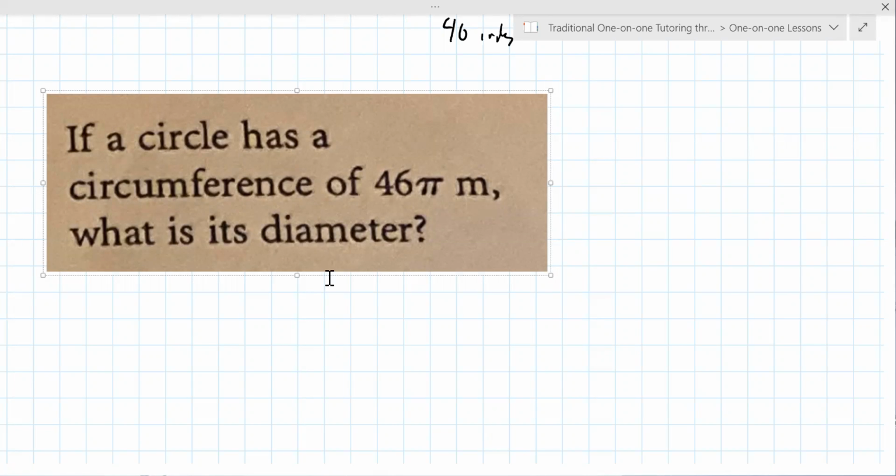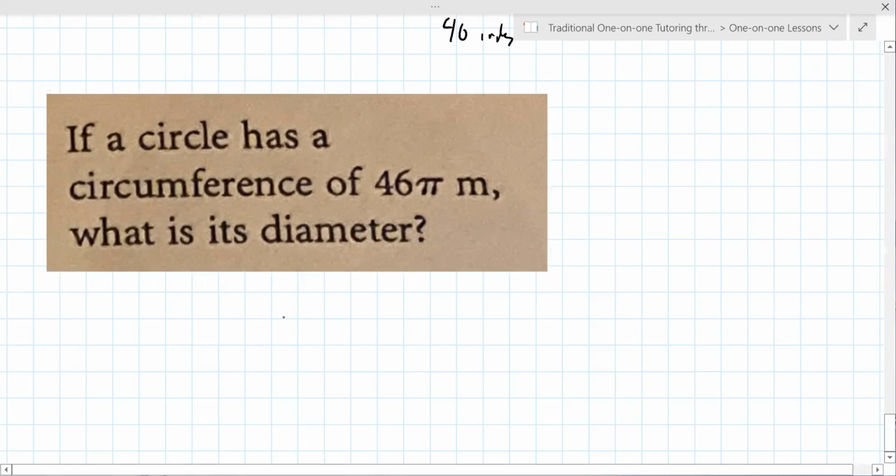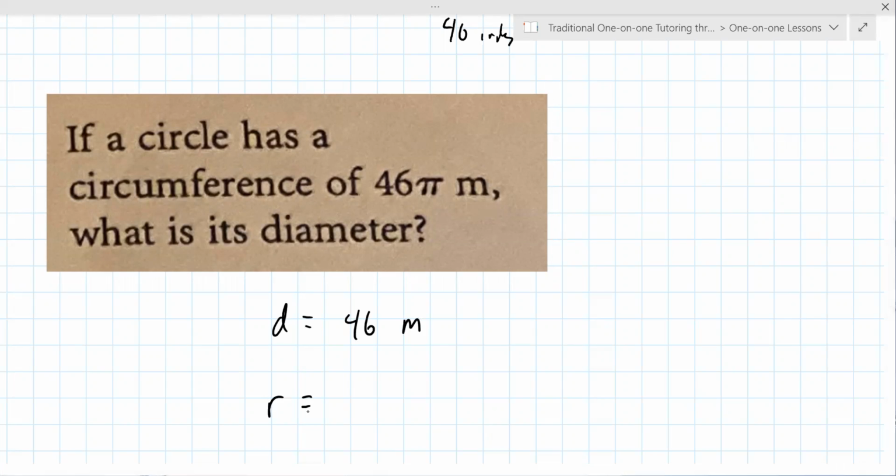Okay. The diameter is 46 meters. Yes, the diameter is 46 meters. What is the radius? All right. What do you know is that? That is going to be 23.